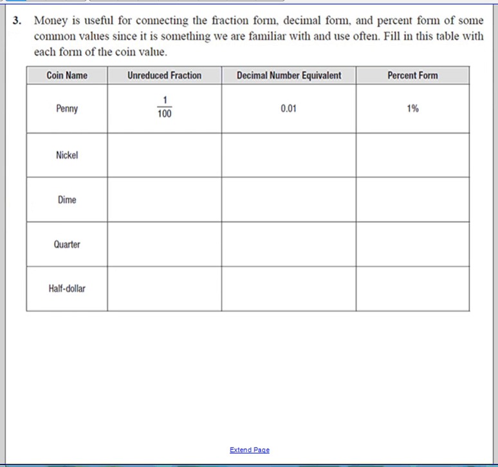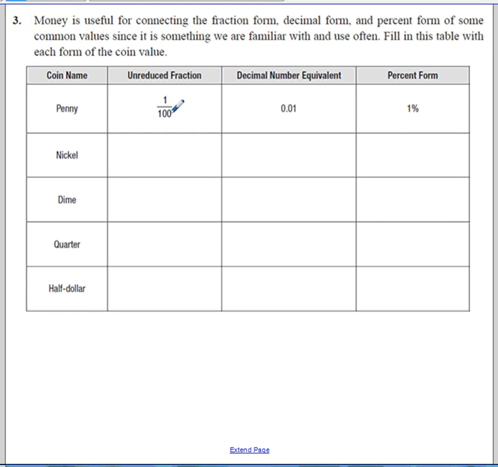So money is useful for connecting the fraction, decimal, and percent forms of some common values, since it's something we're familiar with and we use often. So let's fill in this table with each form of our money coins in value. Our penny is already filled in for us. It takes 1 penny.